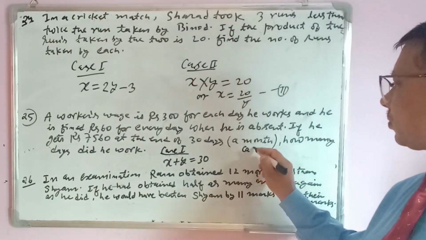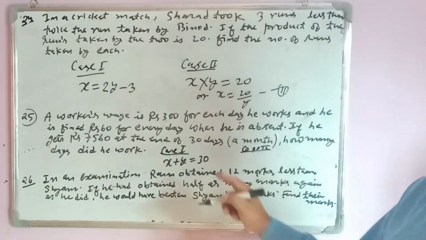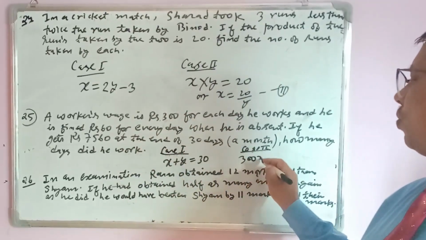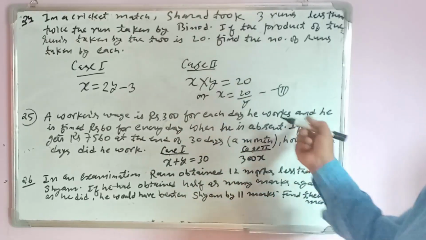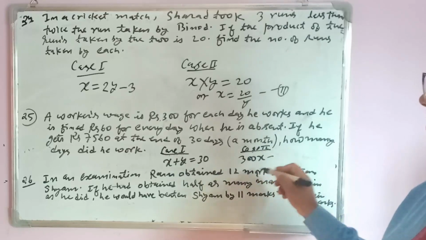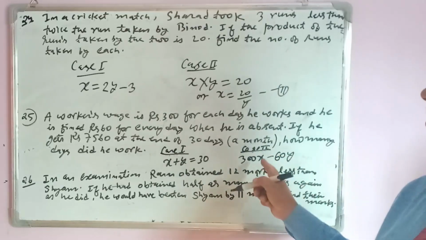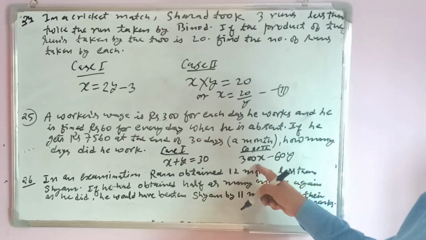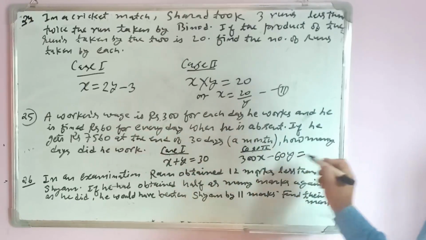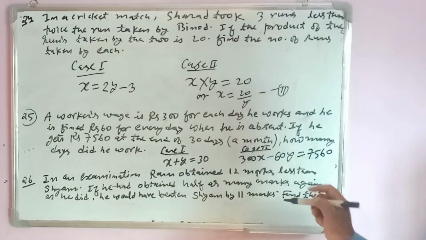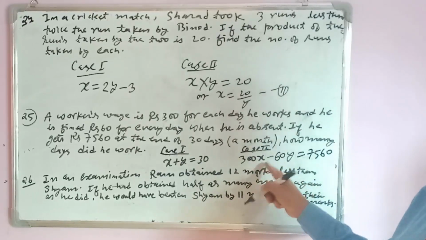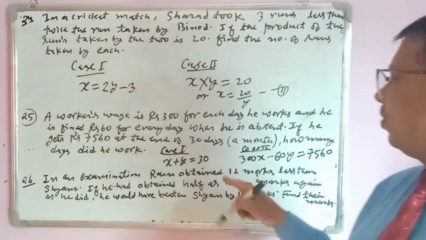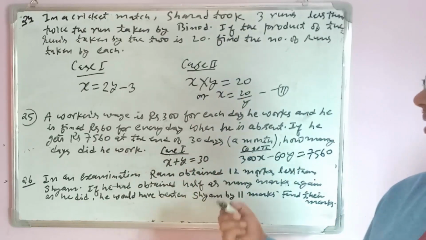Case 2: if he works, he gets rupees 300 for one day. He's working for x days, so 300x. One day 300 means x days 300x. He's fined rupees 60, which means minus 60 rupees for y days. For x days he gets 300 rupees, for y days he is fined rupees 60. So 300x minus 60y equals 7,560, the wages for one month. Now make x alone using equation 1 and equation 2 and solve; you will get the value of x and y. The value of x is the answer.